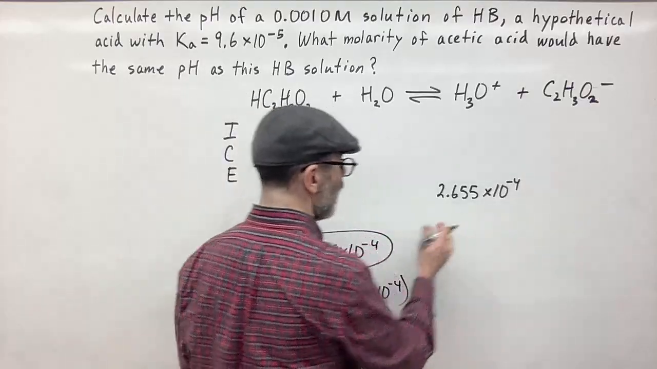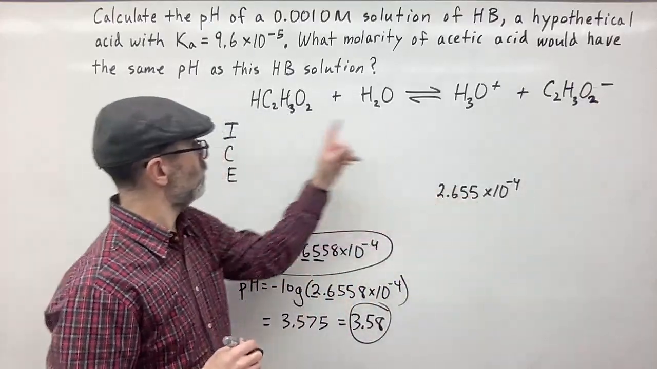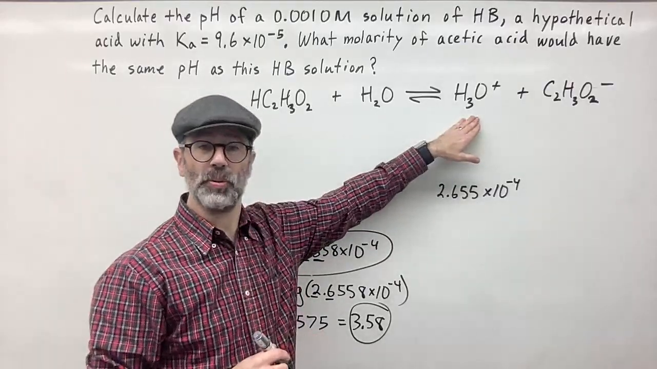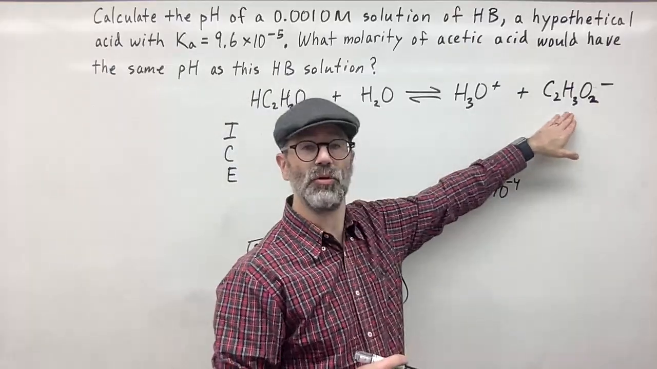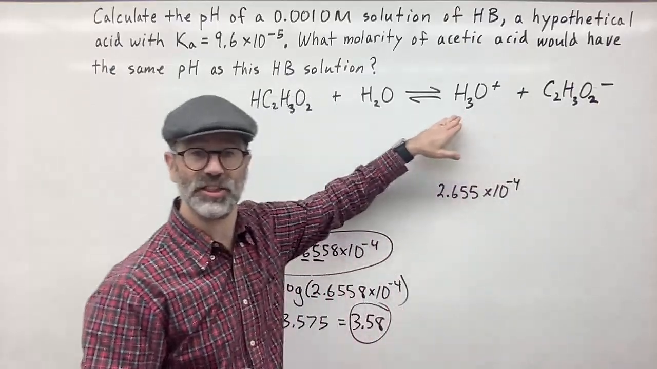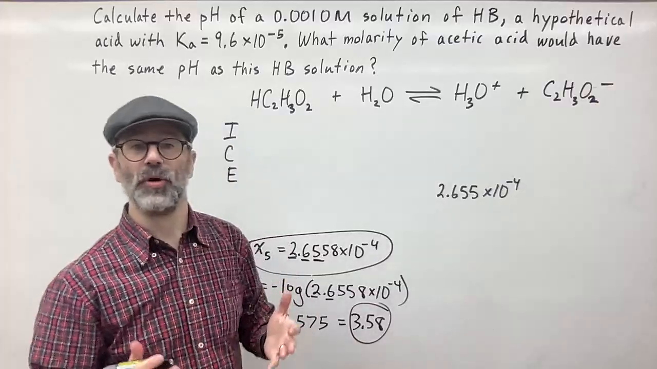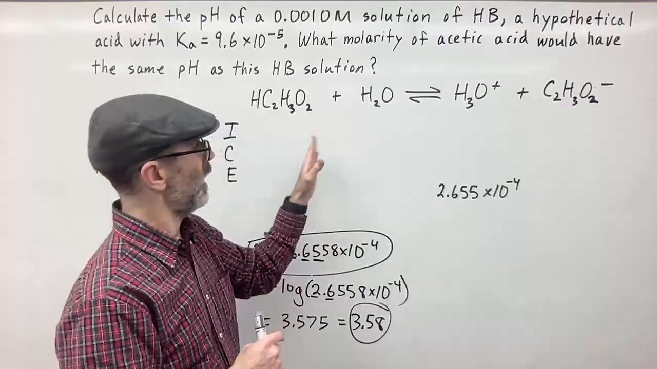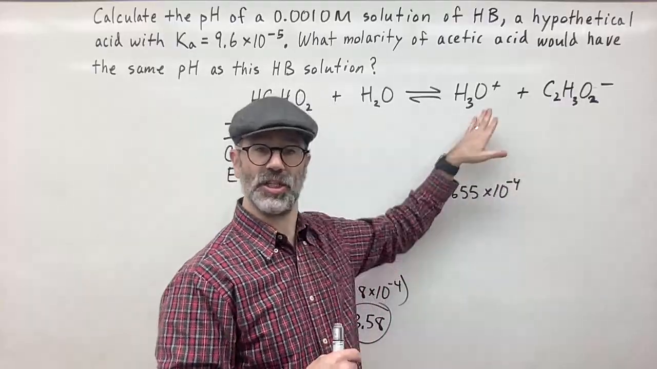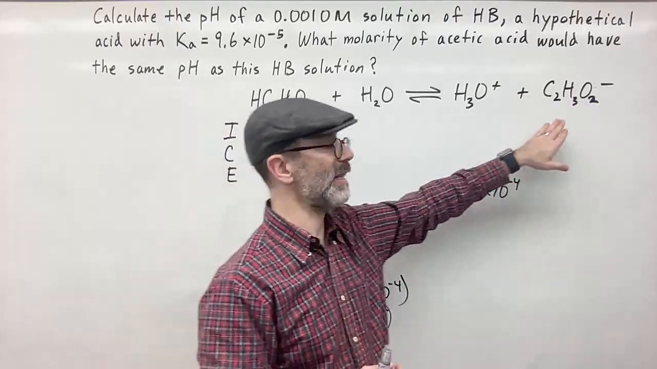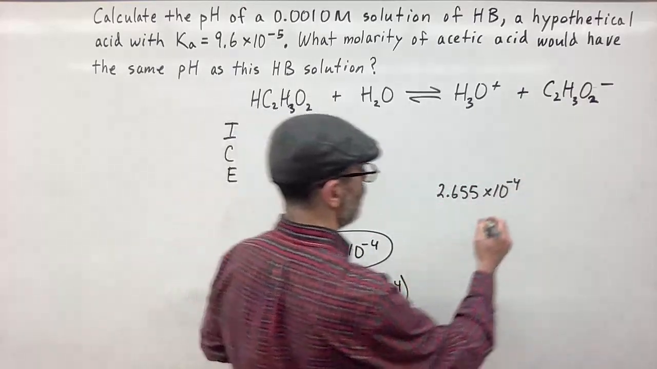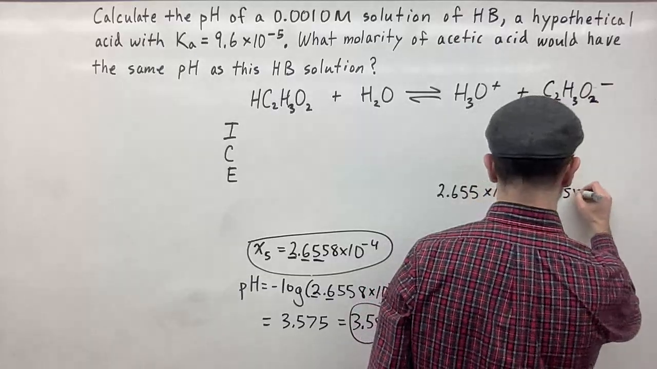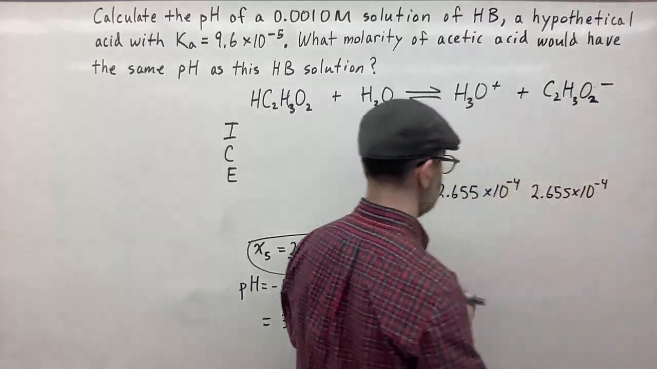So now remember, when this ionizes in water, the H3O plus concentration is going to be equal to the anion concentration. That's just the way this works for your monoprotic acid. So since this is a monoprotic acid, it's going to ionize, and you end up with the exact same concentration of H plus or H3O plus and the anion. So we'll write that down here as well. So this is going to be 2.655 times 10 to the negative 4 concentration.